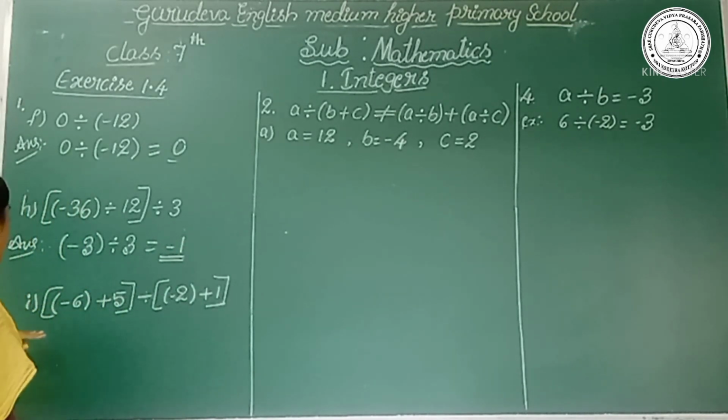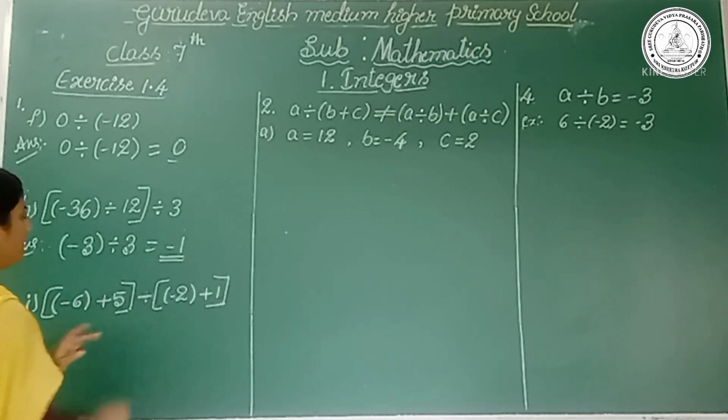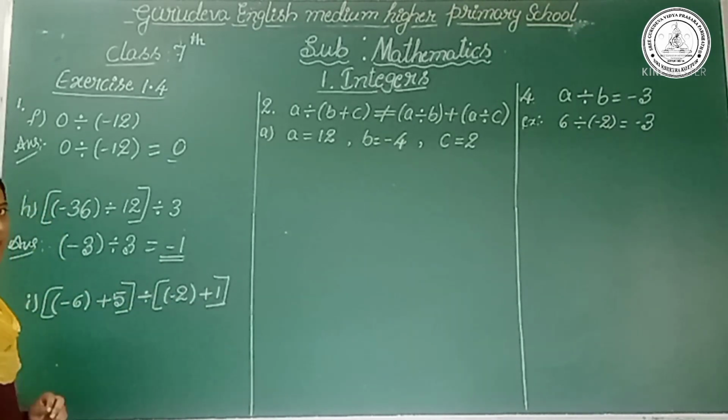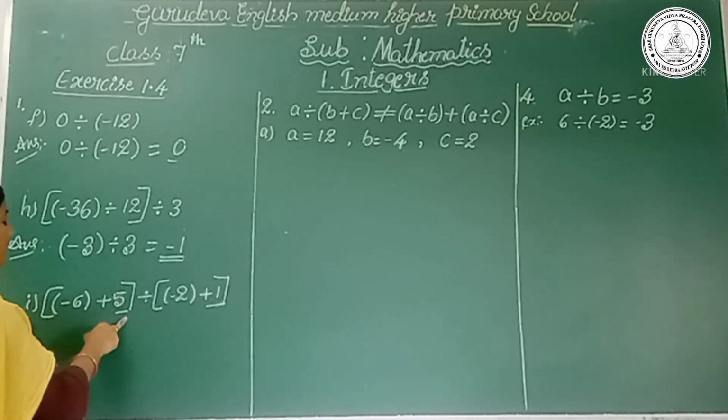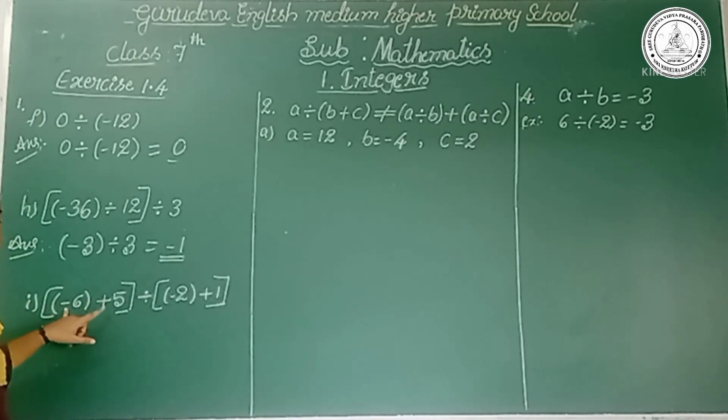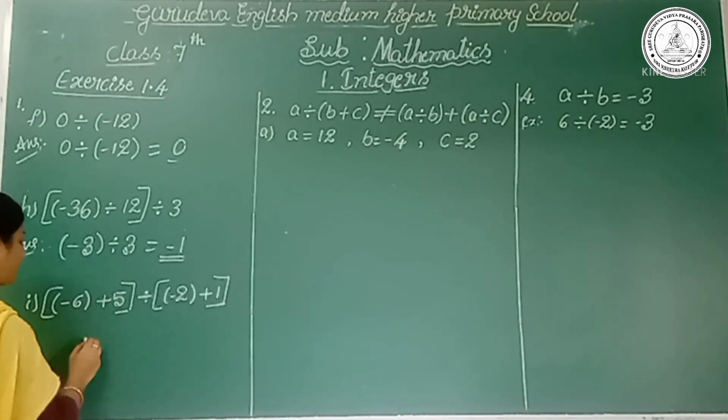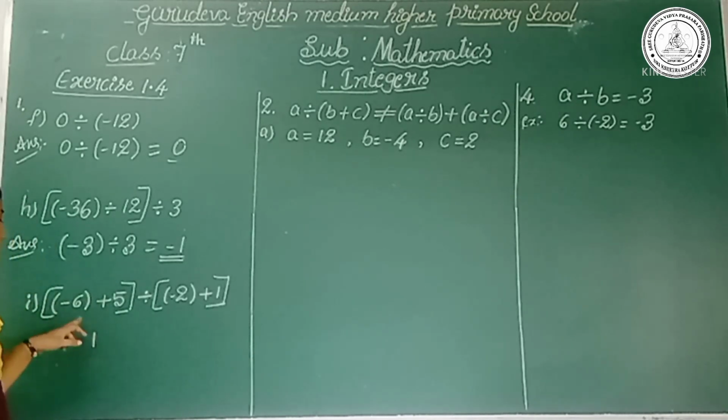Clear? Then the next question is minus 6 plus 5, divided by minus 2 plus 1. Okay. So first remove the bracket and divide the integers. So minus 6 plus 5: they have different signs, so we have to subtract here. 6 minus 5 is 1. Here the greater number is 6. It has a sign minus.